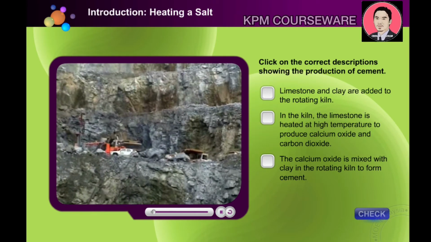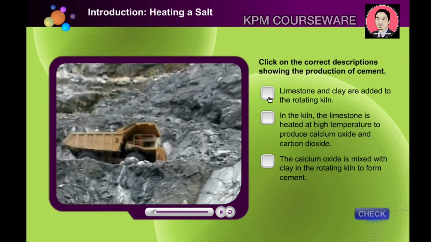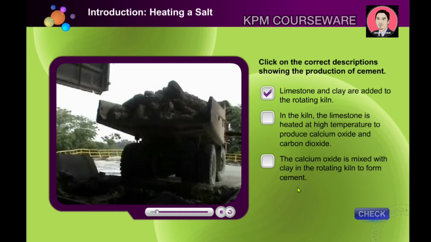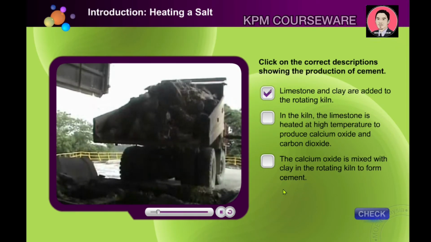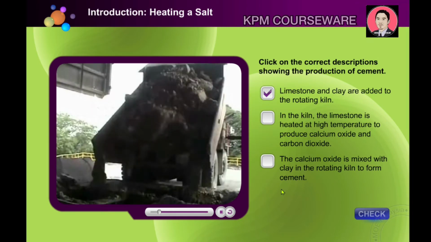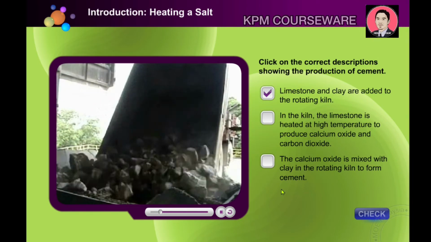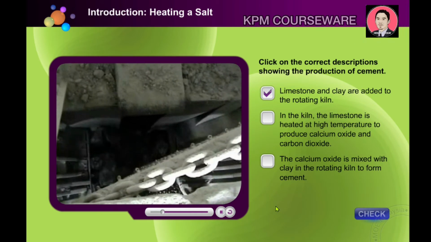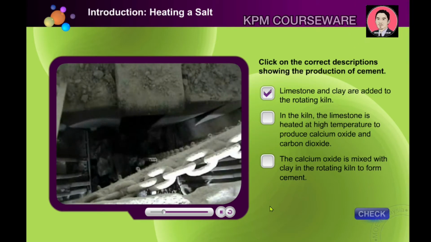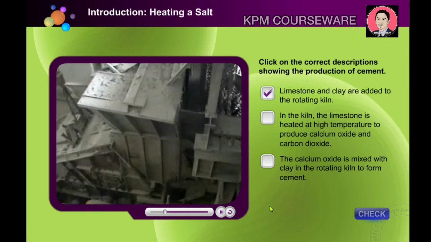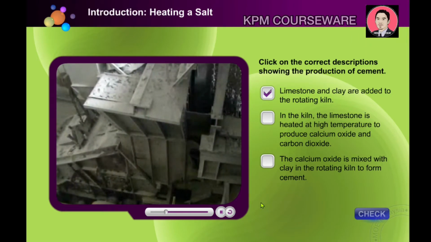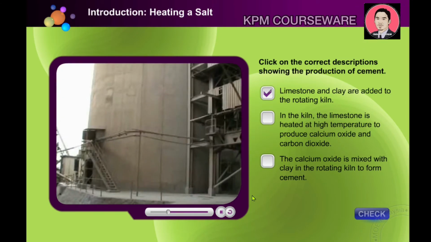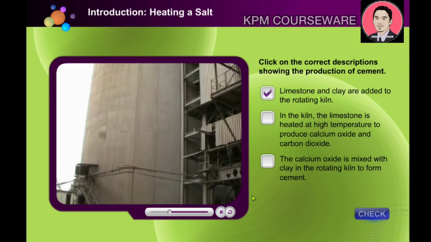The limestone is mined from a nearby quarry. It is transported to the factory and undergoes a number of processes. They include crushing, grinding, blended and stored in a silo.